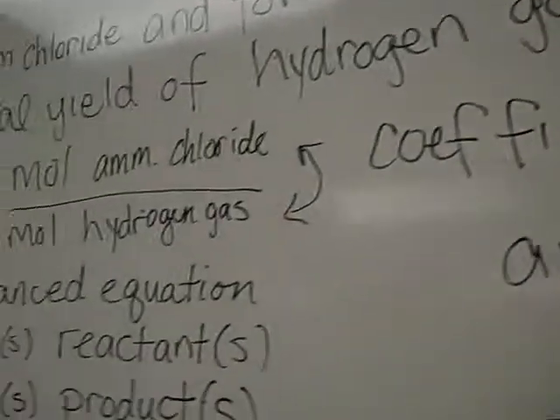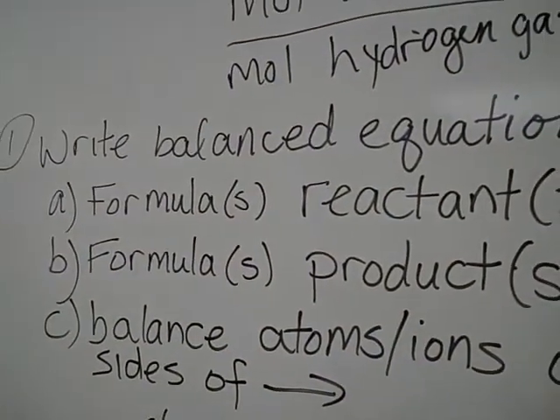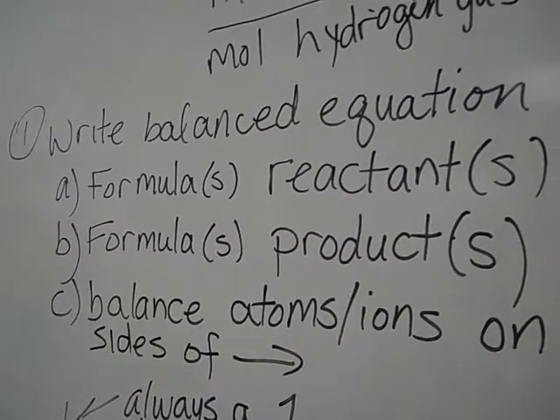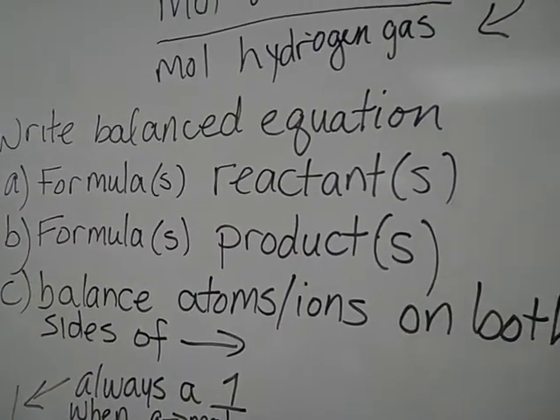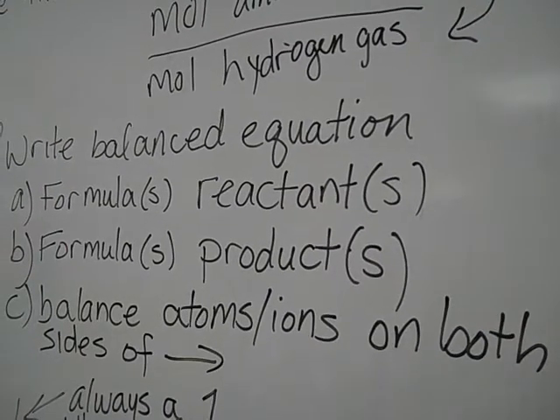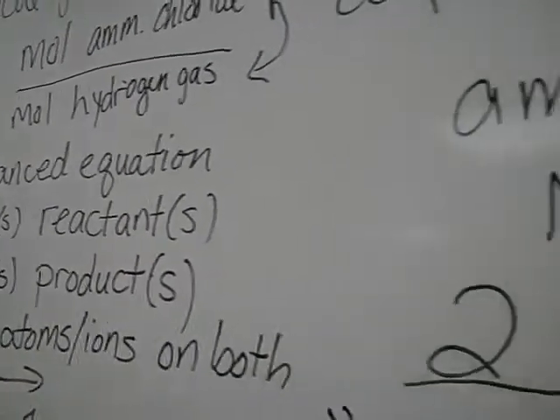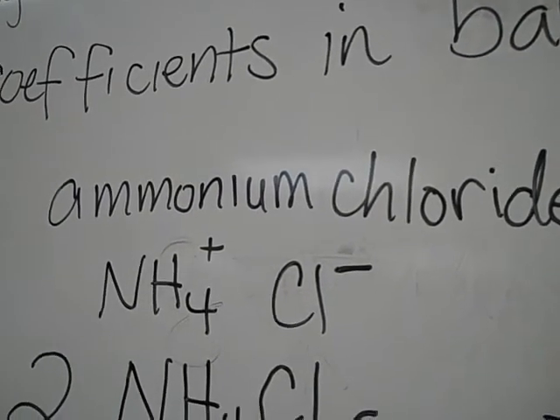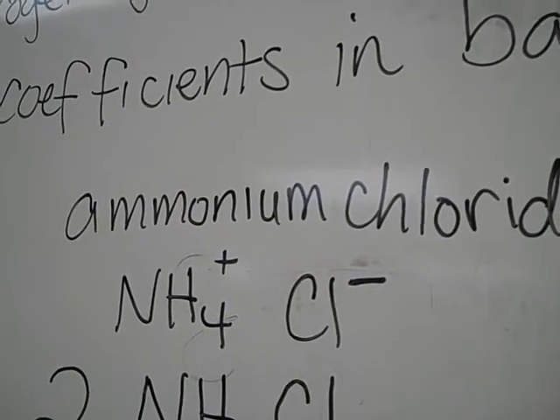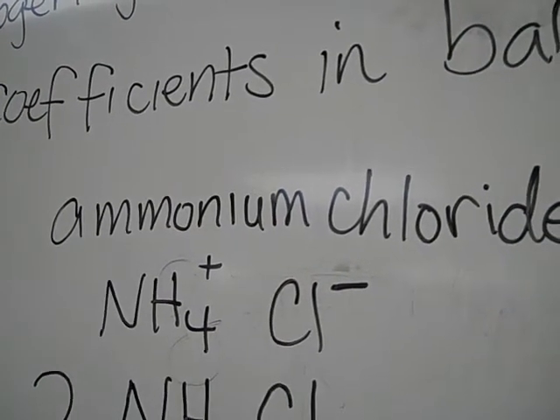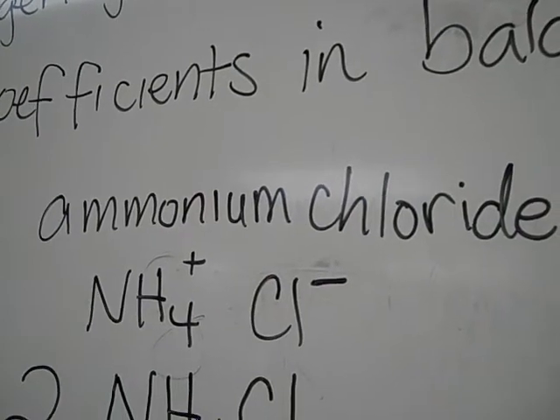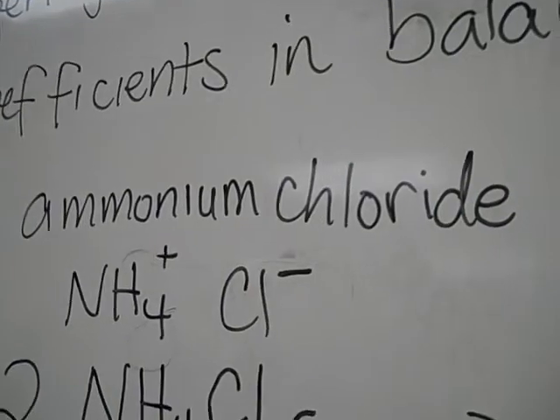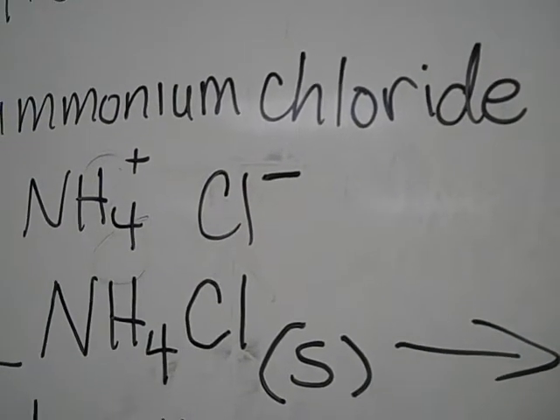To do that, we're going to have to write the formula or formulas for our reactants. We're going to have to write the formulas for our products. And then we're going to balance the atoms or ions on both sides of the arrow. So our first one, ammonium chloride, is the one being heated. Ammonium is not a metal, even though it ends up with -ium like all the other metals. It's one of the polyatomic ions you have to memorize: NH4+. Chloride is just going to be the symbol, Cl. It makes a -1 charge.